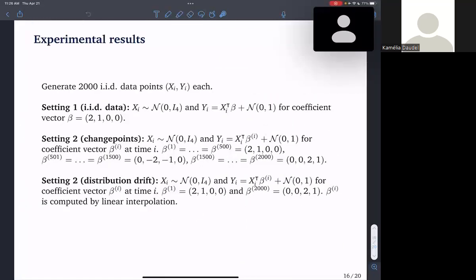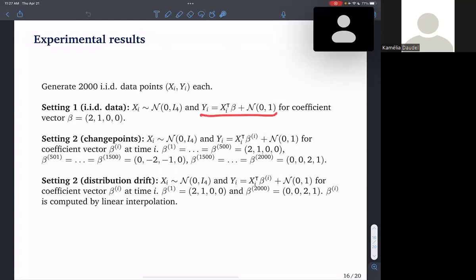Okay, so experimental results. They have toy examples and an example for real data, but I'll display the toy one because it's fairly easy to understand in terms of what is actually happening and how the algorithms differ. So in the toy example, they generate 2000 IID data. Your xi's are the same everywhere: a 4-dimensional vector with 0 mean and identity covariance matrix.